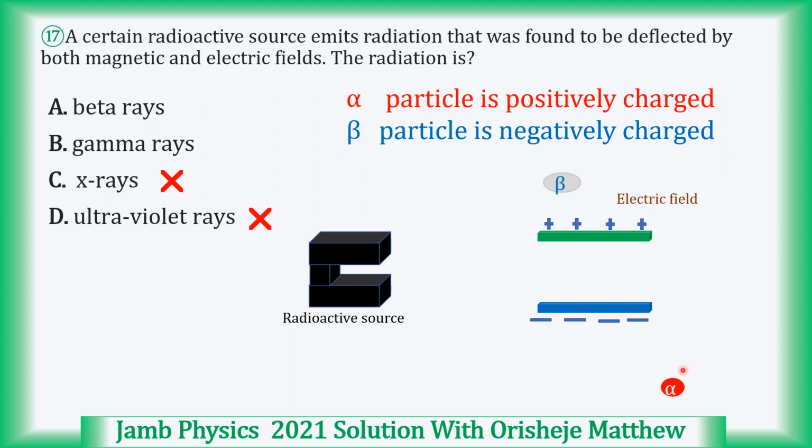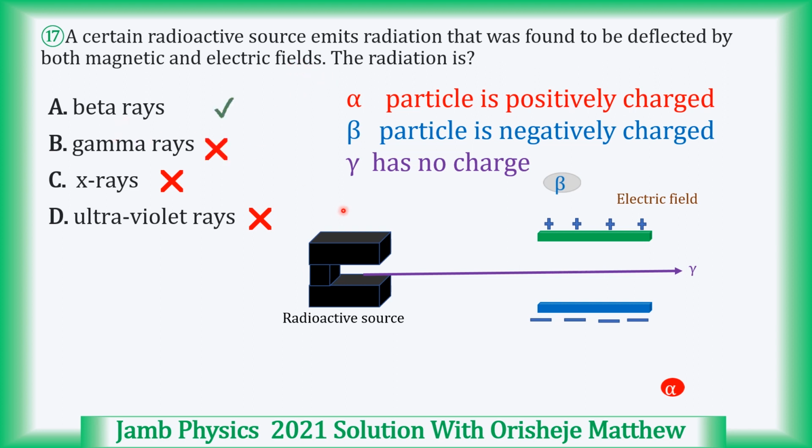But the next one is gamma. It has no charge, so when it is emitted, it travels undeflected. So if you look at this one, gamma will be undeflected, not deflected by magnetic and electric field. But the only thing that will be deflected there, so the actual answer to this question is A.